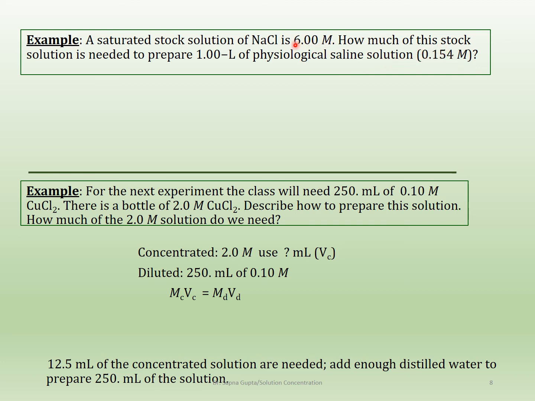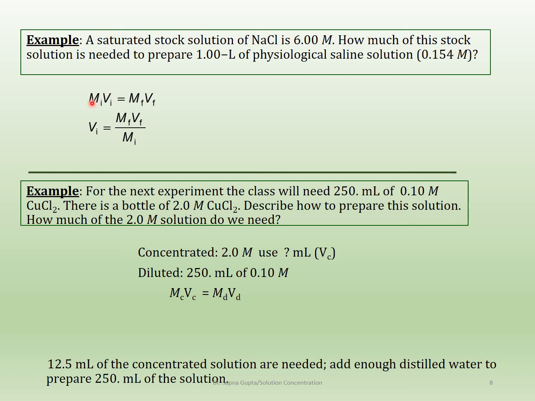Okay, so we are going from a 6 molar higher concentration solution to a lower. Remember, you cannot go from a lower to a higher by dilution because you're adding solvent. Okay, so you can't do reverse. You can only do dilution. So here is how this is done.